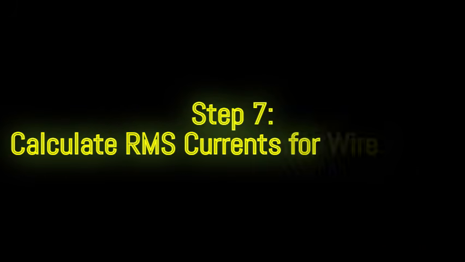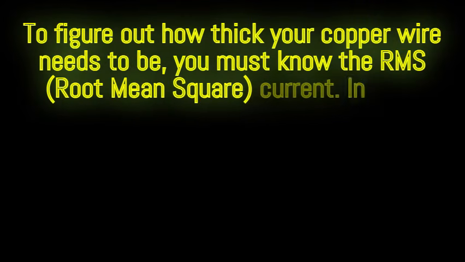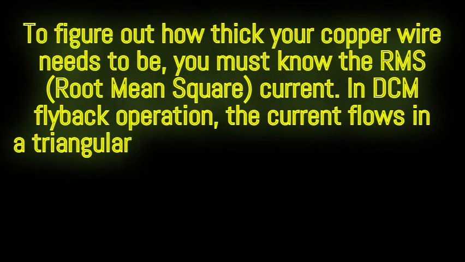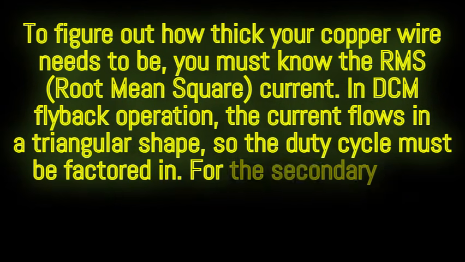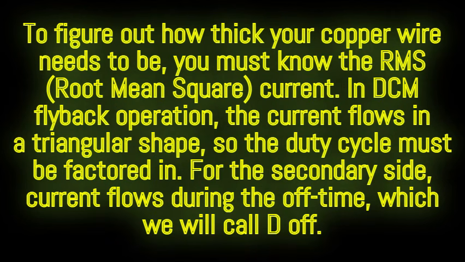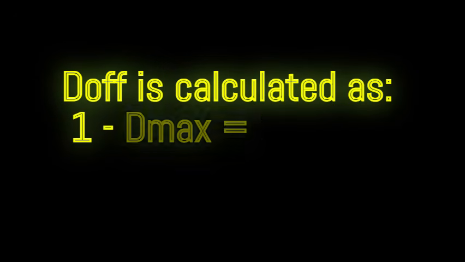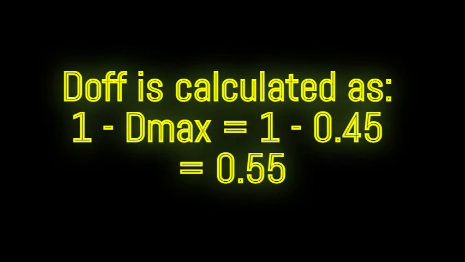Step 7. Calculate RMS currents for wire sizing. To figure out how thick your copper wire needs to be, you must know the RMS, root mean square, current. In DCM flyback operation, the current flows in a triangular shape, so the duty cycle must be factored in. For the secondary side, current flows during the off time, which we will call D off. D off is calculated as 1 minus D max equals 1 minus 0.45 is equal to 0.55.